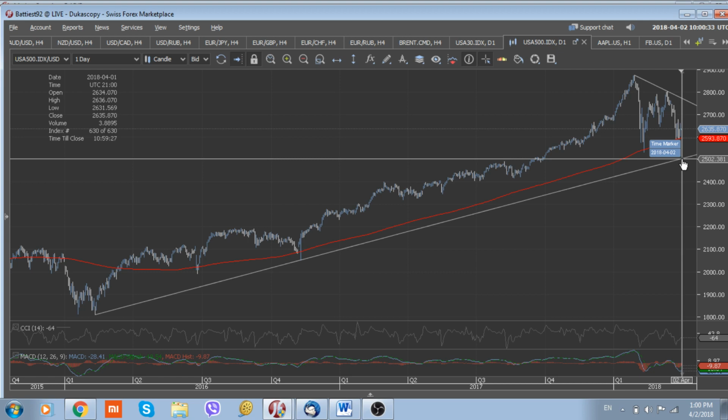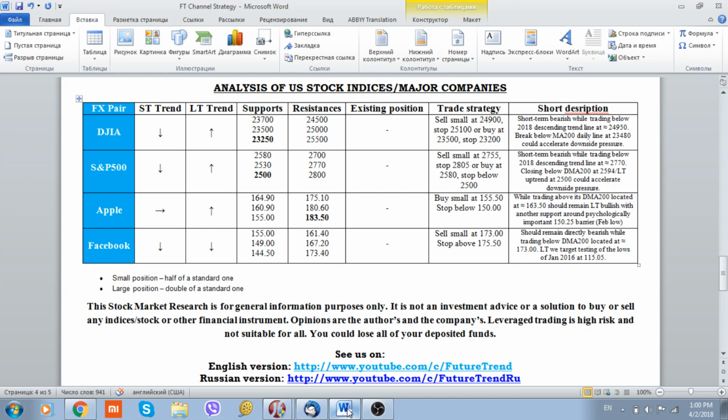That's why in our analysis we also prefer to sell small to follow the current short-term downtrend in the index. But from the point of view of longer-term orientation, we advise you to buy the index around 2580 with a stop below 2500, where the longer-term uptrend line is. Let's see now Apple.